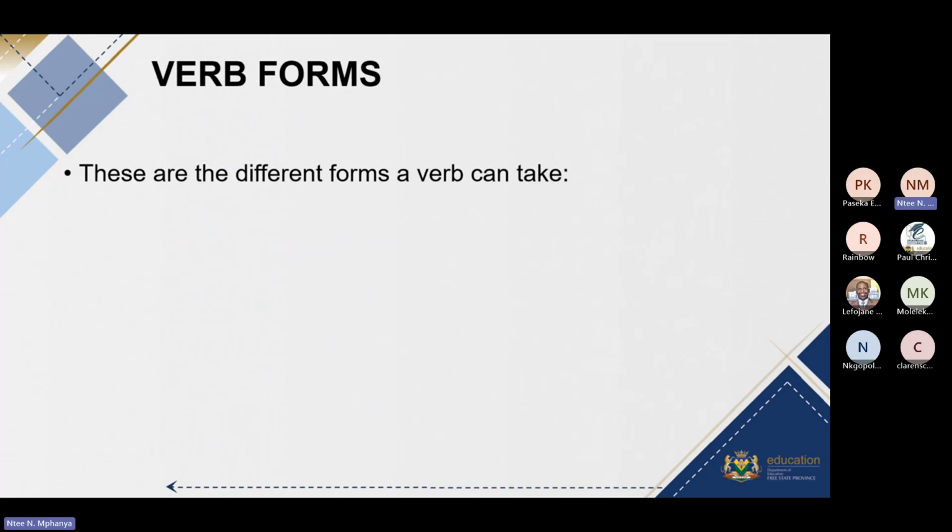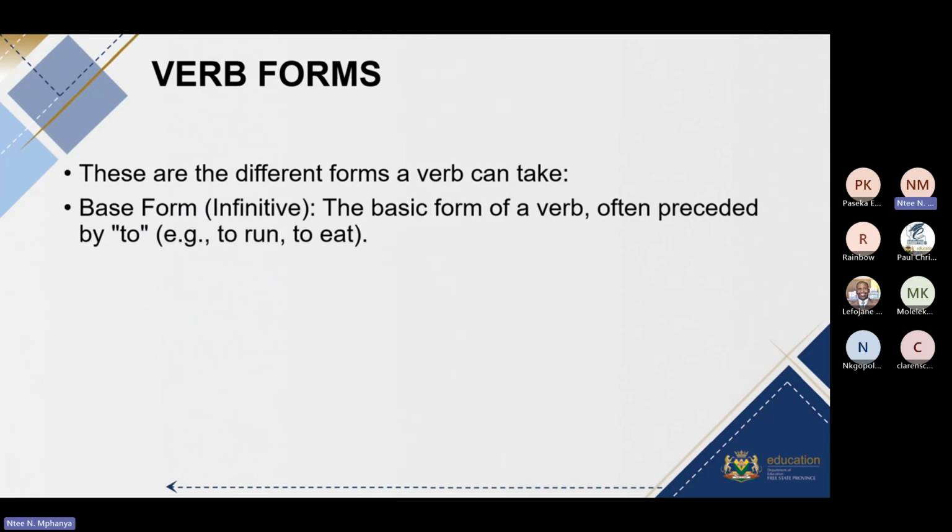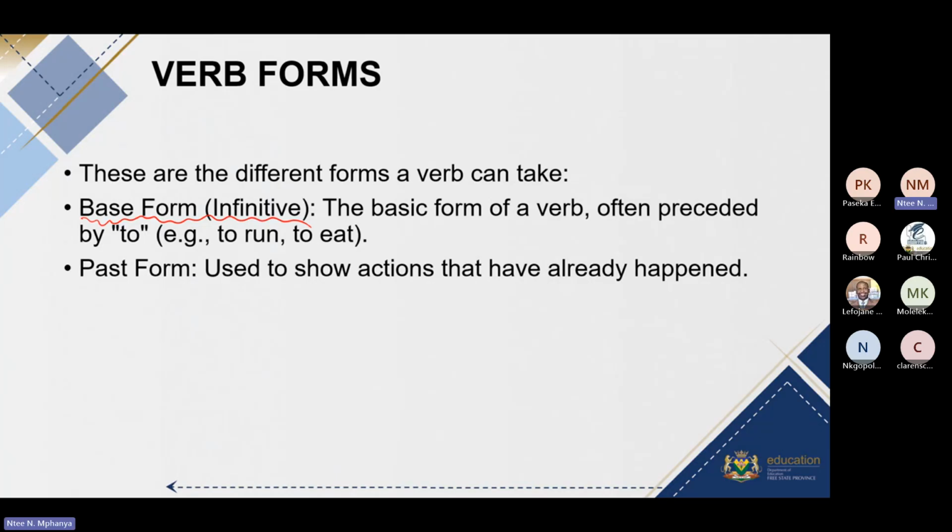There are different forms a verb can take. We have base forms or infinitive forms. The basic form of a verb is often preceded by to, for example, to run or to eat. These are infinitive forms. The second form here is the past form. It is used to show actions that have already taken place.